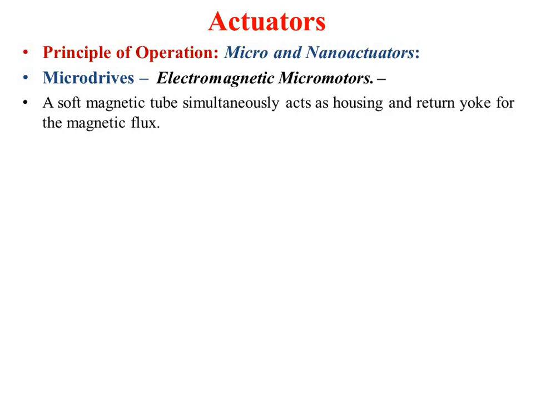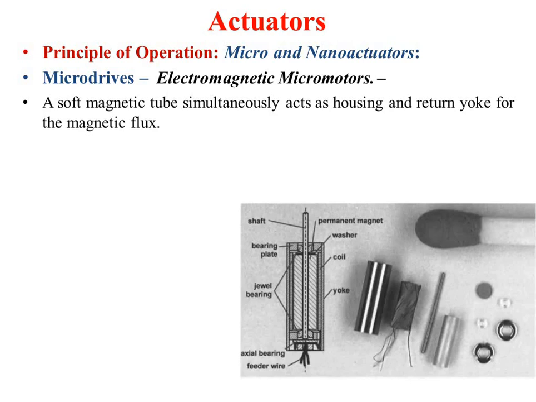A soft magnetic tube simultaneously acts as a housing and a returning yoke for the magnetic flux. So you will be using a soft magnetic core which will be used as a housing as well as a returning yoke for the magnetic flux. So here is the structure, you can see that. This is the miniature shaft. Then this is the external yoke, and internally there is a coil, and you can see that the bearings are there. One bearing is here and another bearing is here.